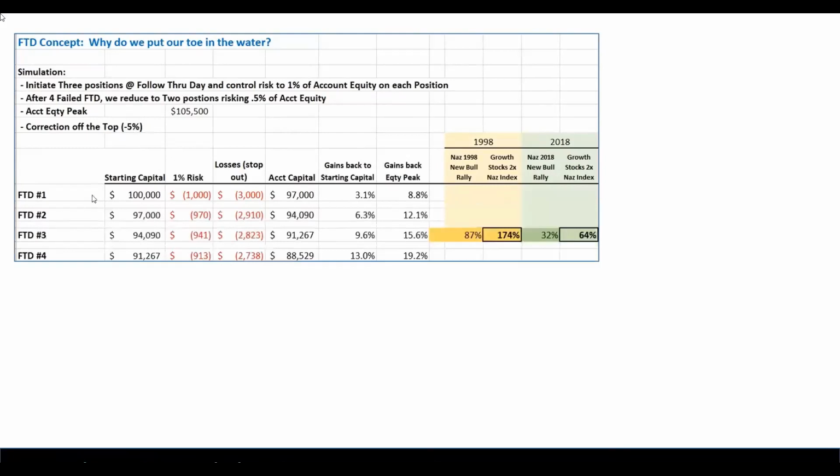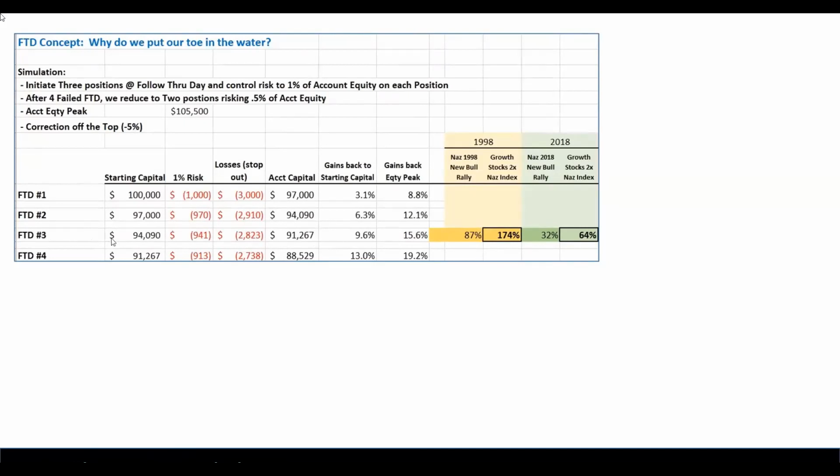Now, let's assume the first follow-through day fails, and we follow the same process. We get another follow-through day. Now we have $97,000. All 3 positions are stopped out again, and you can see these numbers. Then we have a third follow-through day. Following the simulation, we take our 3 positions. They all get stopped out. And now we have account capital that's drawn down to $91,267.